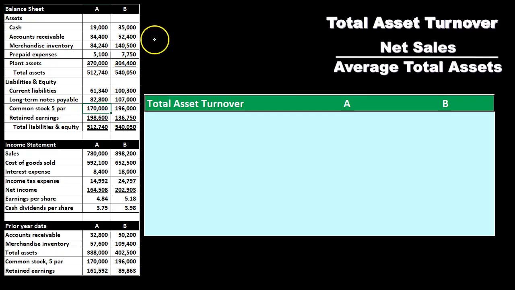For the calculation of this, we're going to have the information on the left-hand side. We have the two companies, A and B, two sets of data so that we can compare it: balance sheet information, income statement information, and prior year information. Remember that as we see this in a ratio format, we also want to consider how we're going to put this together in a table. And you really want to put these together in tables.